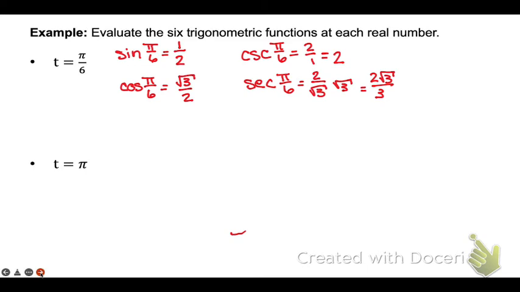Guess we gotta do tangent now. So tangent of pi over 6 is y over x. Sorry, not y over r. So it's 1 over the square root of 3. So then I have to rationalize it. And what would I get when I rationalize it? Square root of 3 over 3.